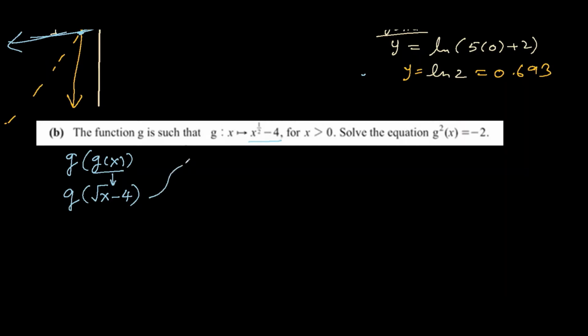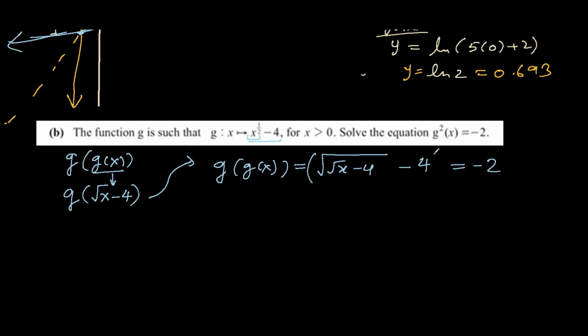And now we will substitute in g(x). In place of this x, we will put whatever is here. So it becomes g(x) equal to, okay, we have x to the power half, so square root x minus 4. A square root inside a square root, it's okay. We'll definitely get some answer because of this, so don't get scared. So in place of x, I wrote square root x minus 4, and power half I wrote as square root, minus 4. And they said it is equal to minus 2.